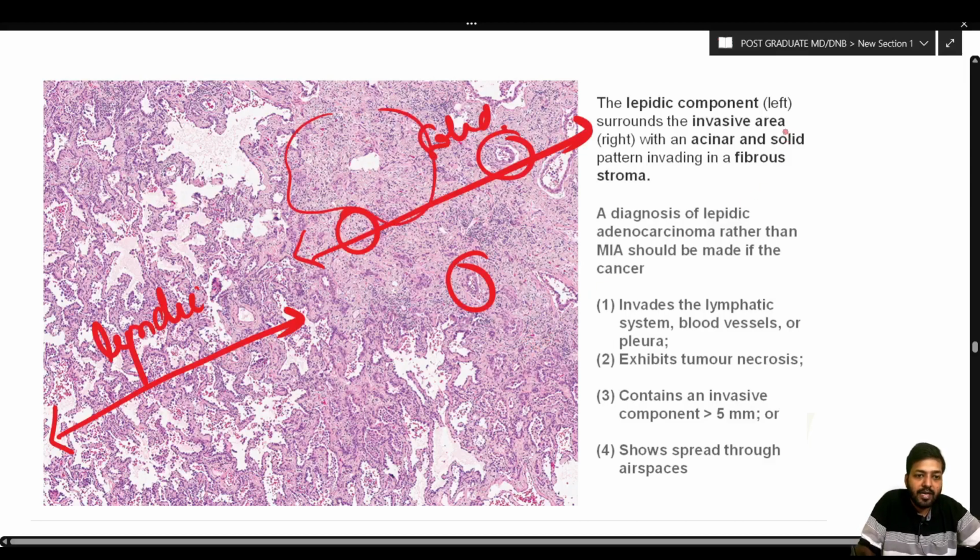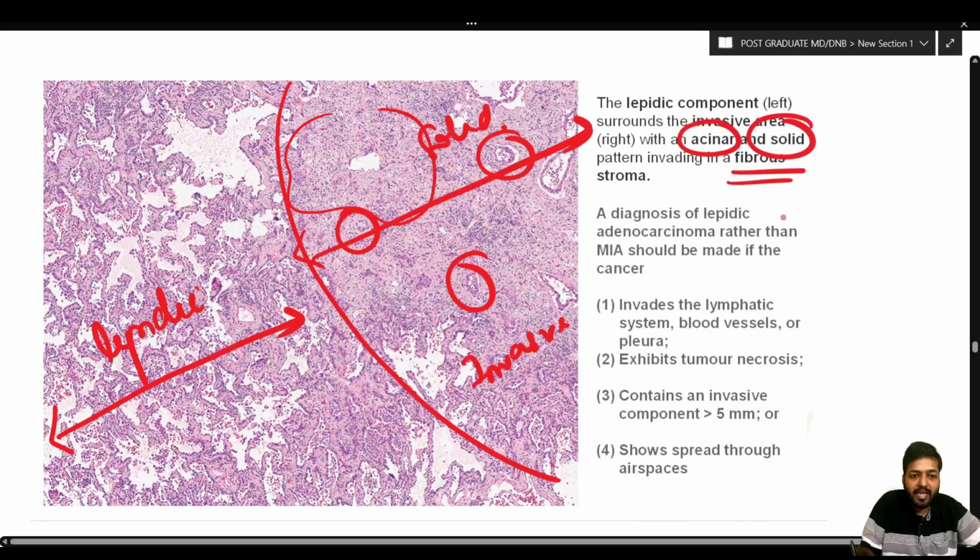Okay, so the lipidic component is on the left, which surrounds the invasive. This is the invasive portion. So the lipidic area is surrounding the invasive portion on the right hand side with acinar and solid pattern of growth invading a fibrous stroma.